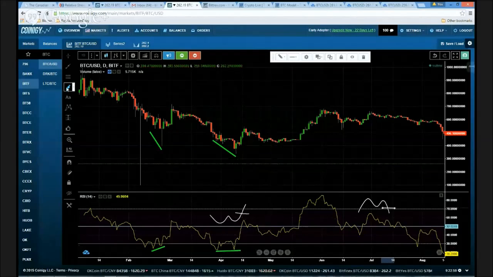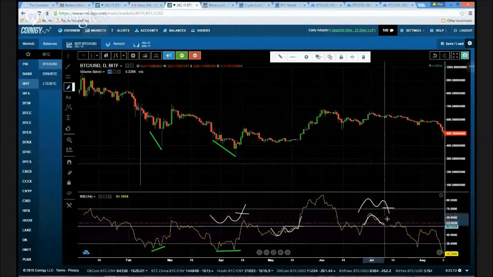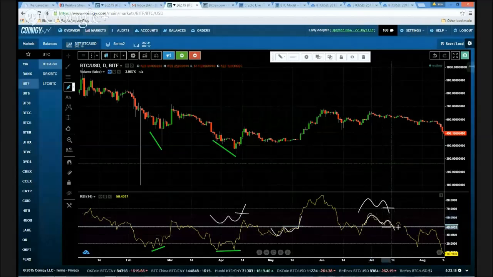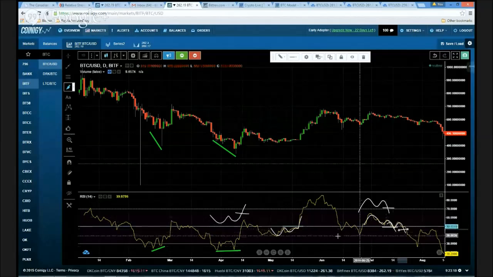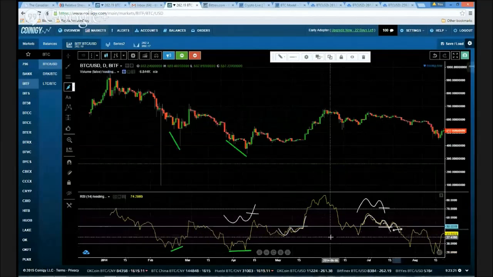You can see that there was also market structure here: down, up, breakout, right through there, right off of that 50 line. Remember we talked about that a minute ago. Here's the bearish market structure, right? Fail. And again, fail, right? So you could use the RSI in that way.